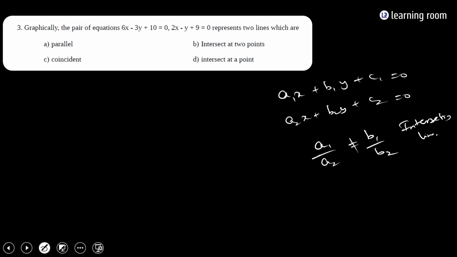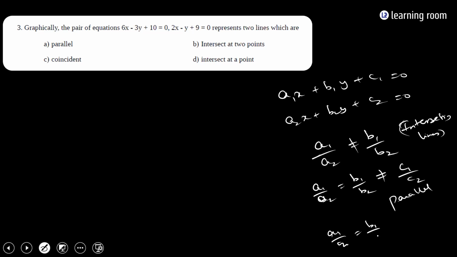If A1 by A2 is equal to B1 by B2, what will they become? Coincident lines. My question is incomplete, it should be equal to C1 by C2. If it is, then it's coincident, but if it is not, it's parallel lines. Coincident means they exactly overlap on each other.